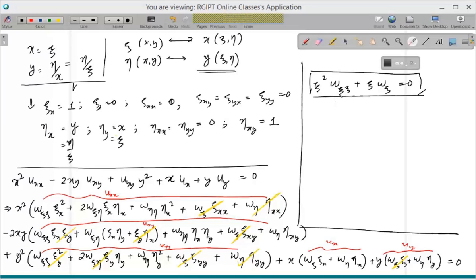So this has basically the form of, assuming that zeta is not zero, that means you're not looking at the center x equal to 0 line. Okay, so if zeta is not zero, then I can divide by zeta square on both sides. Okay, and I will get w zeta zeta plus w zeta by zeta equal to 0. Only one second order derivative term survives. Okay, that is a canonical form of the parabolic equation.